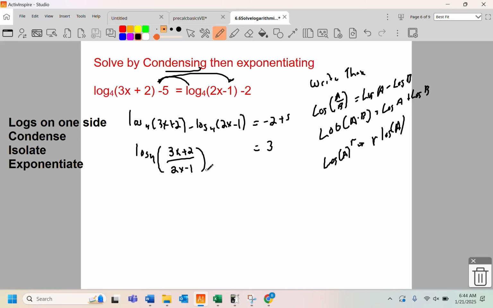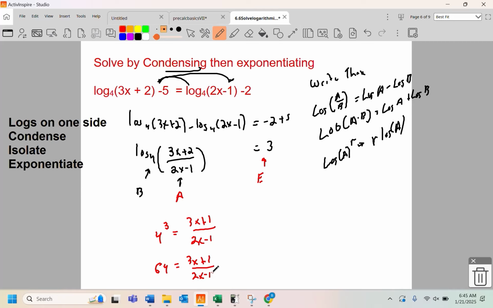So we need to identify our pieces because this log is all by itself. We have a base. So everybody see me changing colors here? This thing just doesn't like me. We have an argument, which means this is my exponent. So the base is 4. It is going to be cubed, and it equals 3x plus 2 over 2x minus 1. 4 cubed is 64, and it equals 3x plus 1 over 2x minus 1.